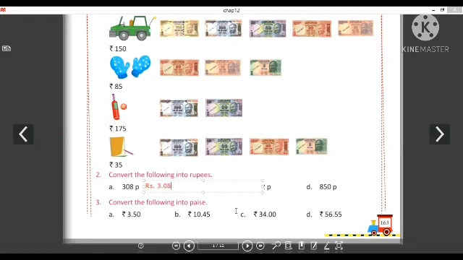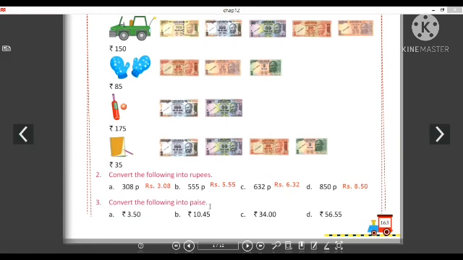3.08 is the answer. Next, 555 paise, so rupees 5.55. Next, 632 paise, so rupees 6.32. 850 paise, so rupees 8.50.